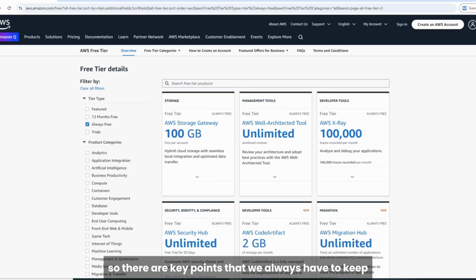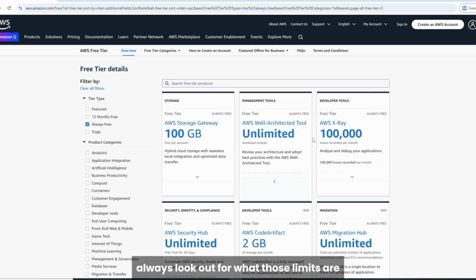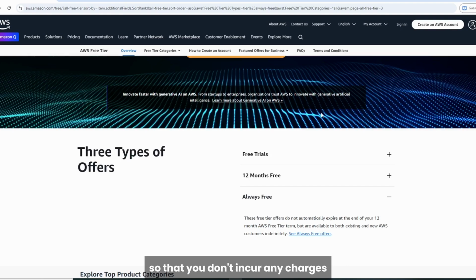So there are key points that we always have to keep in mind. One, there are limits. Always look out for what those limits are so that you don't incur any charges. Two, if you create any resources for learning and you are done with them, kindly delete them. Now you know exactly what AWS offers for free and for how long.